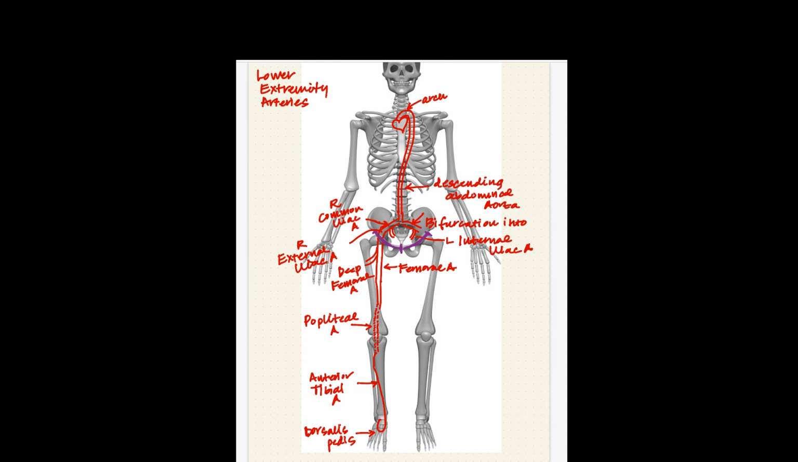The popliteal artery also divides into a posterior tibial artery, which travels along the posterior medial aspect of the tibia, and you can palpate its pulse behind the medial malleolus.